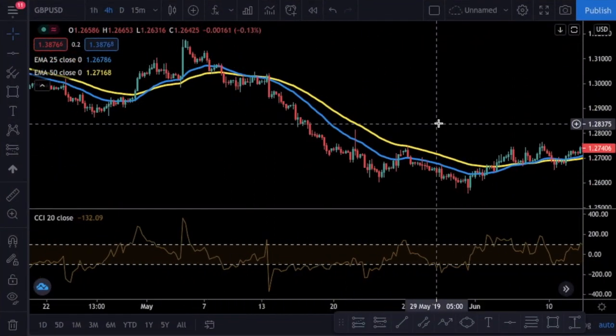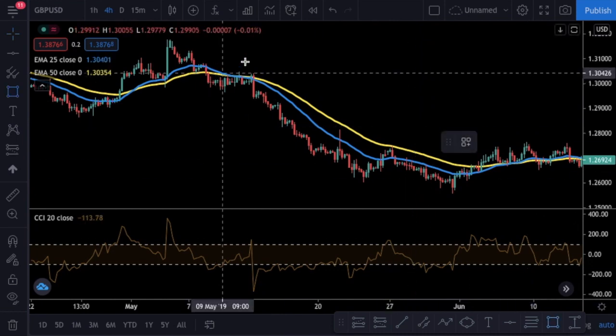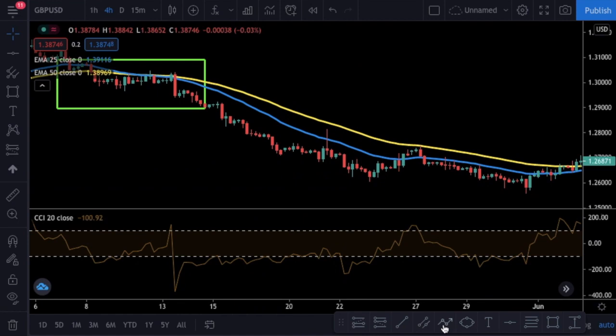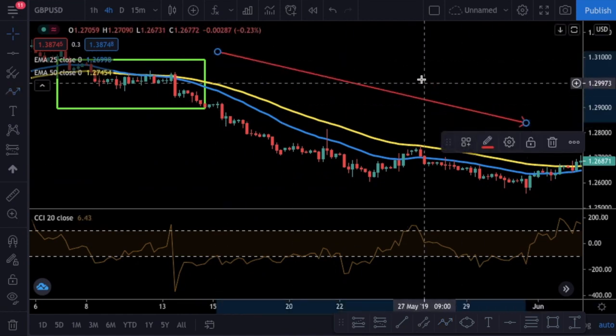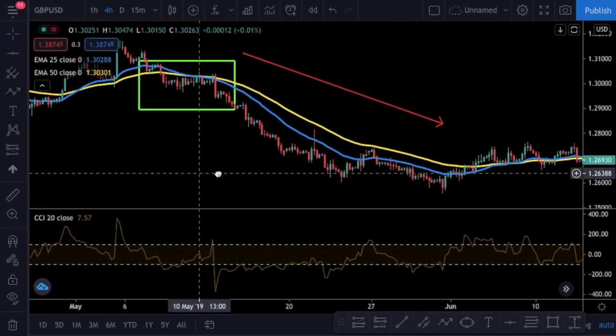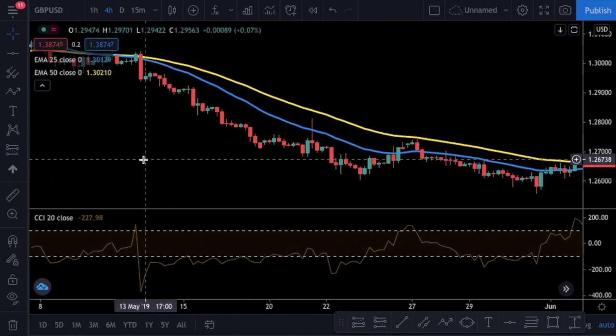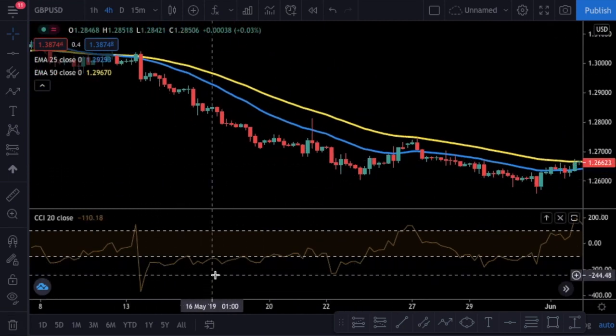Just like the long setup, we will look for a crossover, but this time the faster moving average should move below the slower one. Because it indicates a downwards trend. You can see it happen here. But we will not open a position immediately, because the CCI indicator hasn't given us the signal yet. It is still at the oversold level.